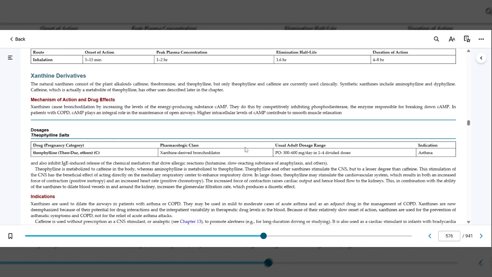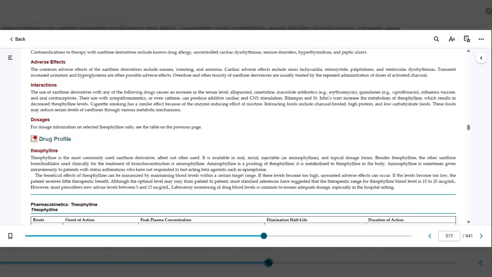My drug of choice for this one, let me scroll down, is theophylline. It's my most commonly used xanthine derivative, but it's not used as often as our former ones. It can be obtained via rectal, oral, or injectable.